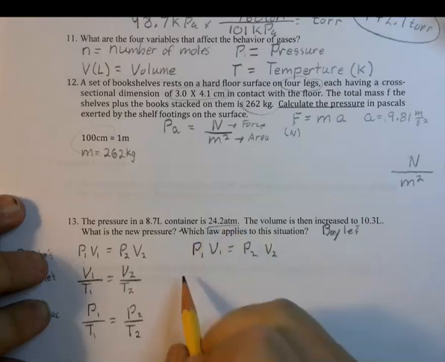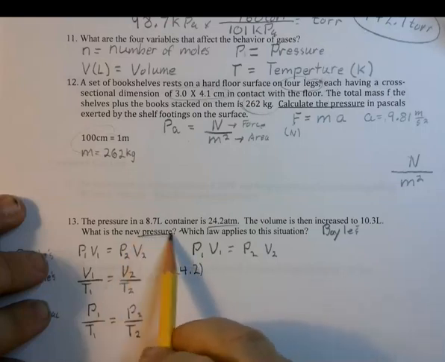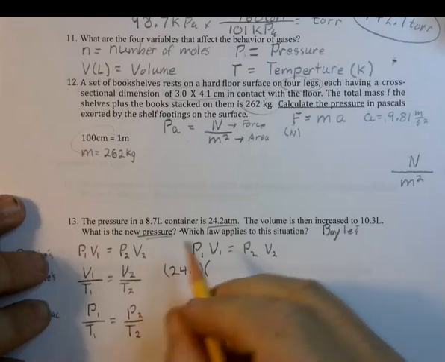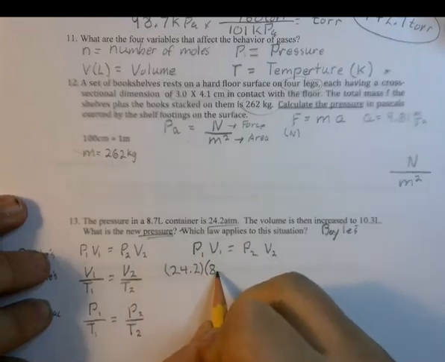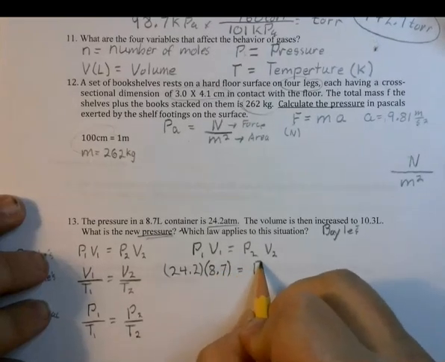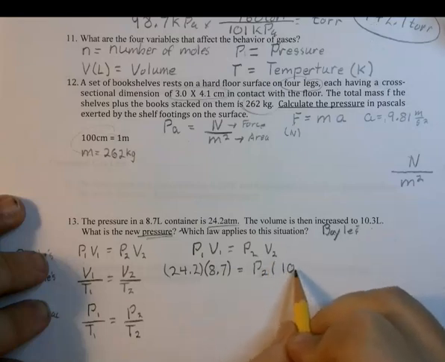So the initial pressure is 24.2 atmospheres. I know that it's asking me for a new pressure, so it's going to be in atmospheres. So I'm not going to bother with the units of measure here. It's 8.7 liters, and that equals P2. That's what I'm trying to find. And the new volume is 10.3 liters.